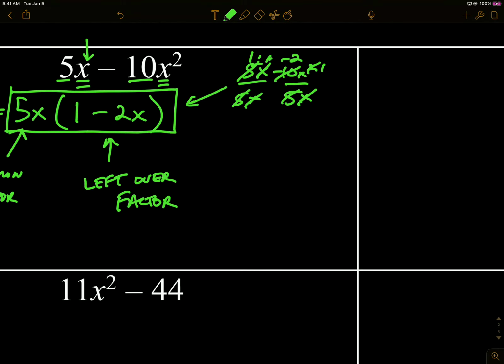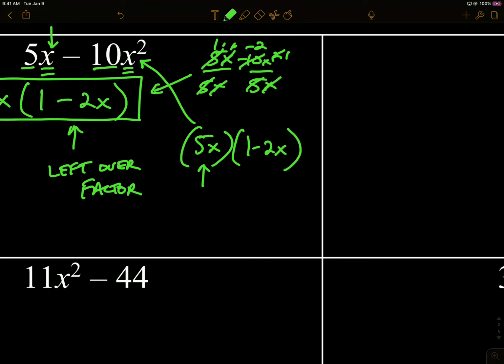Now, a note of what's happening here. We found two factors, 5x and 1 minus 2x. If we multiply those factors, I get back to the original. That's called factoring. When we write multiplication, sometimes we write parentheses, other times we don't. Why do I not need parentheses on this factor?